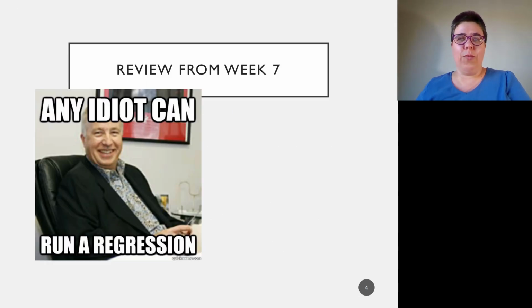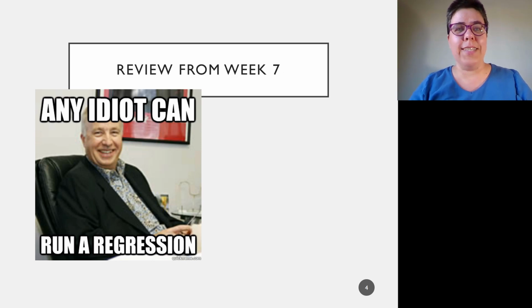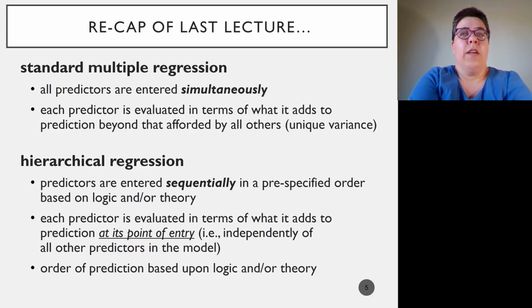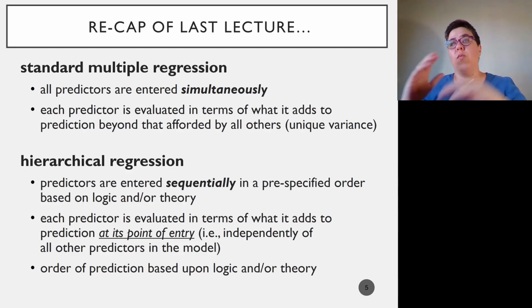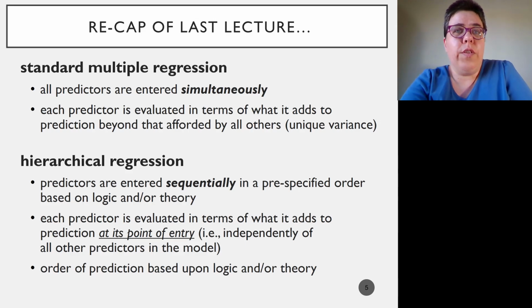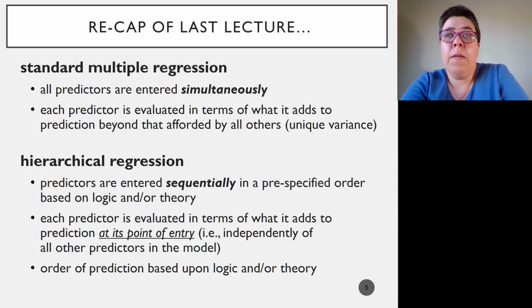Okay, so let's head into a review of week 7 and standard and hierarchical multiple regression. The main thing with standard multiple regression is that all the IVs are entered simultaneously in one block. And in a standard regression, you have two classes of results, the overall model fit, but also each predictor is evaluated in terms of its unique contribution after all the other IVs are controlled.